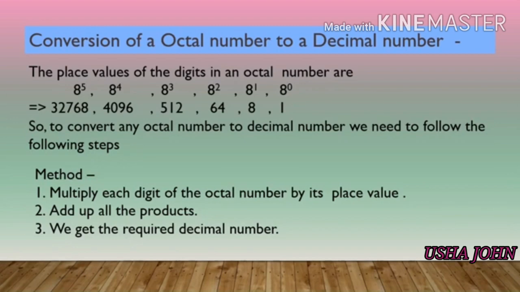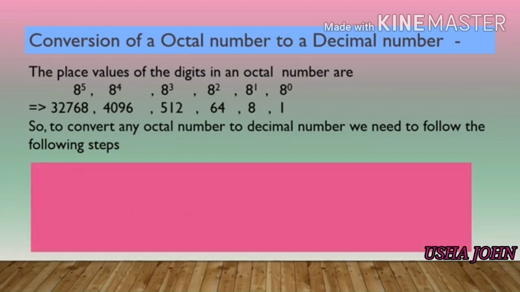Multiply each digit of the octal number by its place value. Add up all the products. We get the required decimal number. Here you want to notice one thing, that the base is 8. Multiply each digit of the octal number by its place value, add up all the products and we get the required decimal number. 8 power 0 is also 1. Anything power 0 is 1. If we multiply with 0, that is 0.